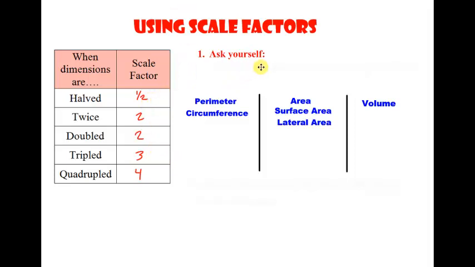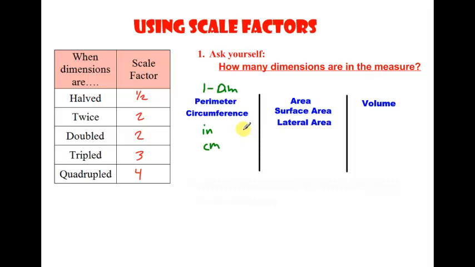All right, this shortcut method acts this way. You ask yourself as you start, how many dimensions are in the measure? So, for example, if you have a perimeter question, how many dimensions is perimeter? Perimeter is just a length or a one-dimensional measurement. Also, circumference would be the same way. The units of this type of measure are just plain old inches or centimeters, for example, one-dimensional basic units. Now, area is a different story.